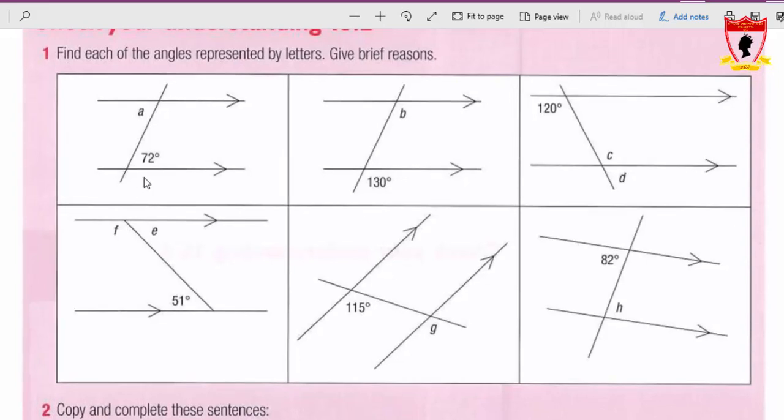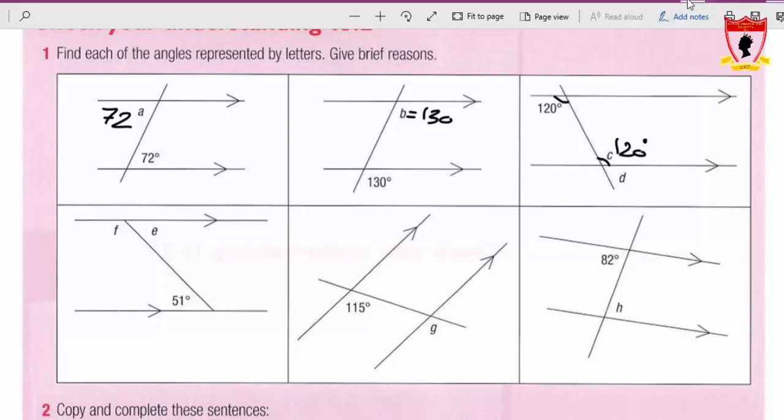Okay, here. If this angle is 72 degrees, it's alternate to the A. The A is also 72. If this angle is 130 degrees, the B must be 130 degrees because they are corresponding. If this angle is 120, then what else is 120? This angle is alternate to this one. This angle is also 120.